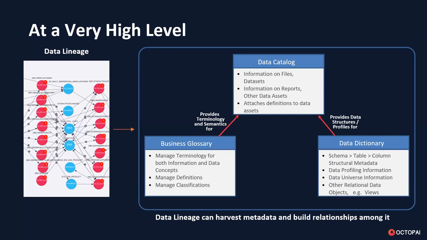So we get the terminology, we get the semantics out of business glossary kind of functionality, we get the structural metadata from data dictionary technologies, but it's becoming manifested in the data catalog as the one-stop shop for everybody now, and everybody is going to include the citizen data scientists, the citizen developers, the citizen analysts to work with the data. So that's why this sort of new paradigm is so important. It's all coming together. So data lineage can harvest metadata and build the relationships among it. Next slide, please.